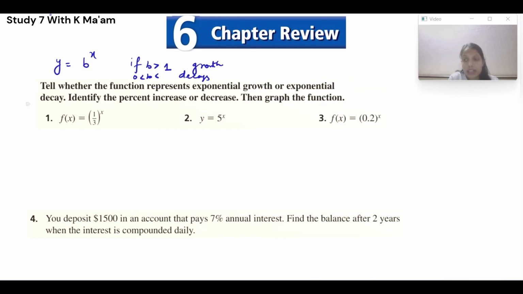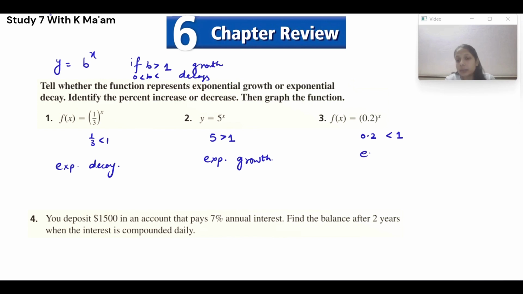So here b is 1 by 3. 1 by 3 is less than 1. Therefore, this is an exponential decay function. 5 power x. 5 is greater than 1. So it's an exponential growth function. 0.2 power x. So 0.2 is less than 1. It's an exponential decay function. You have to graph it as well.